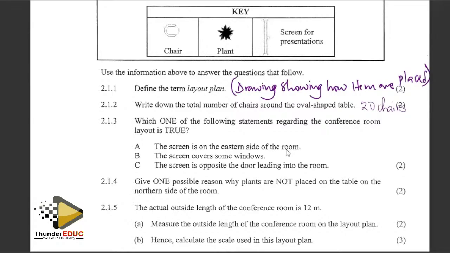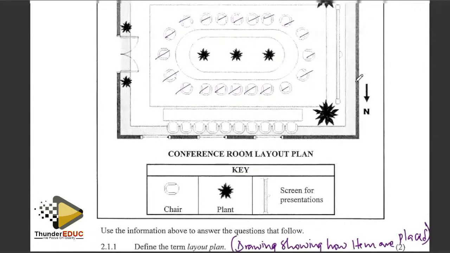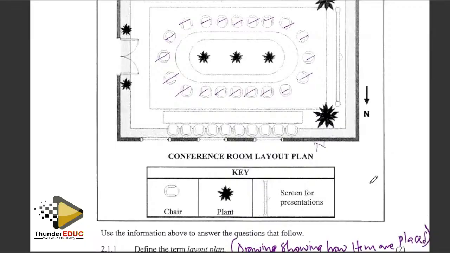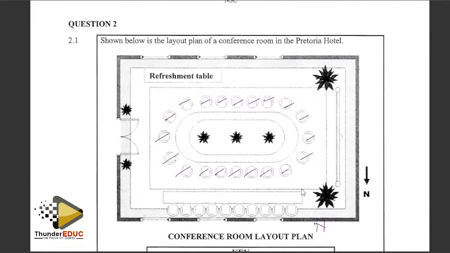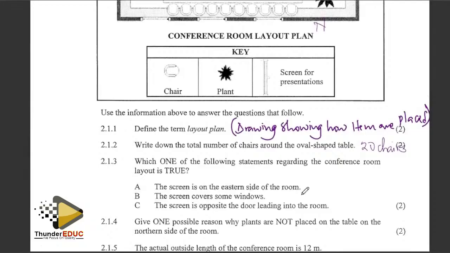First, the screen is on the eastern side of the room. The moment you hear of direction, look, where is the compass? Now the compass shows that this side is the north, definitely. The upper part is going to be the south. Now, if this is the north and the south, that means this is the west, and this is the east. So they are saying the screen is on the eastern side of the room.